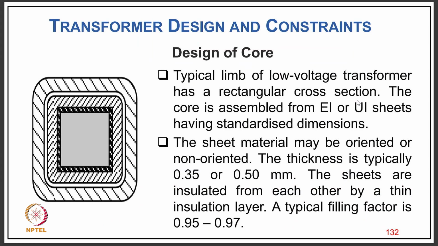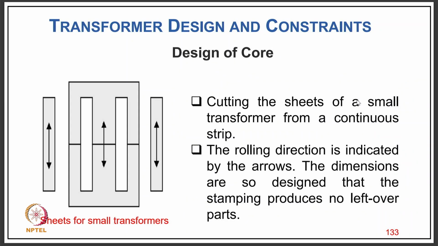A typical limb of the low voltage transformer has a rectangular cross section, and the core is just assembled by I laminations or UI sheets having a standardized dimension. The sheet material may be oriented or non-oriented. The thickness is typically 0.35 or 0.5 millimeter. The sheets are insulated from each other by a thin insulation layer. A typical filling factor is 0.95 to 0.97 for these laminations.